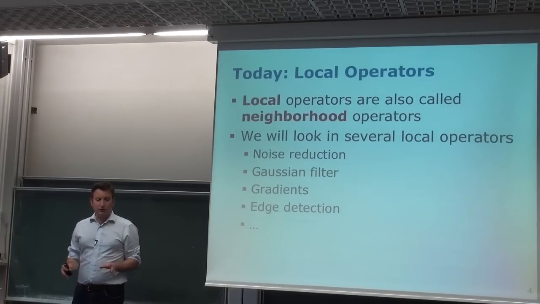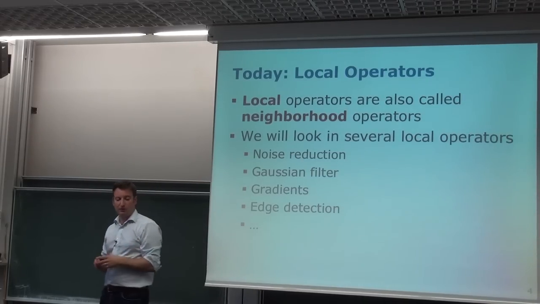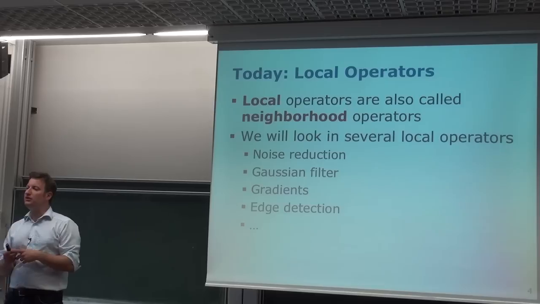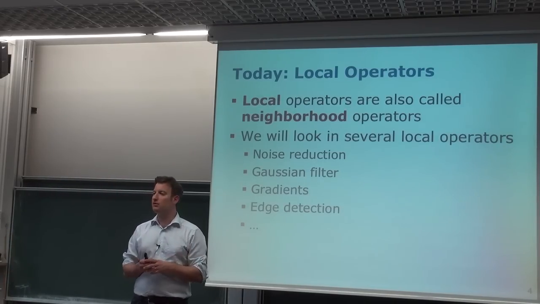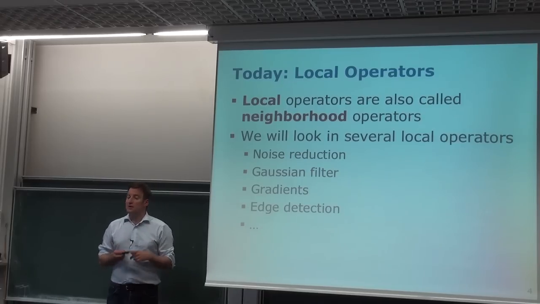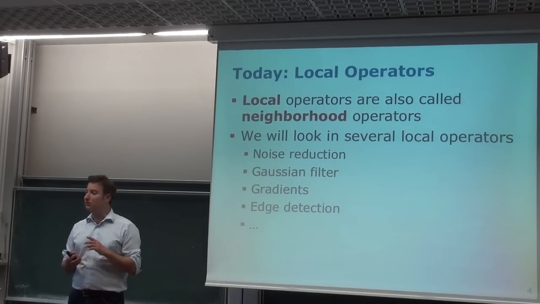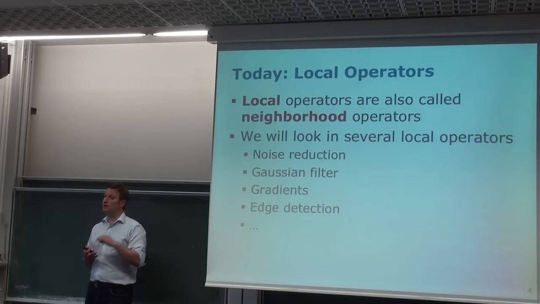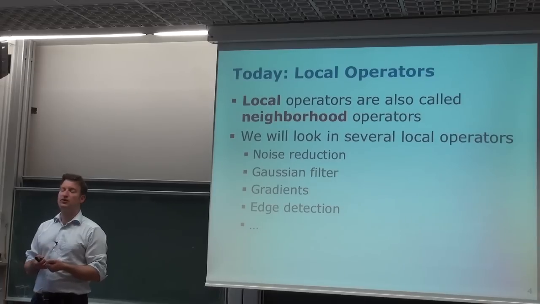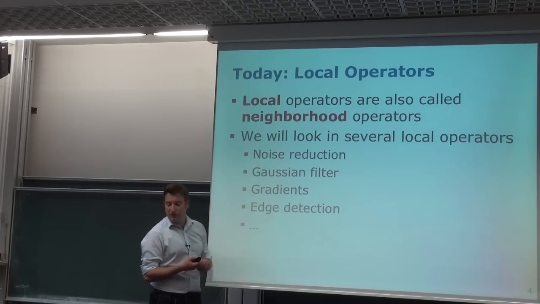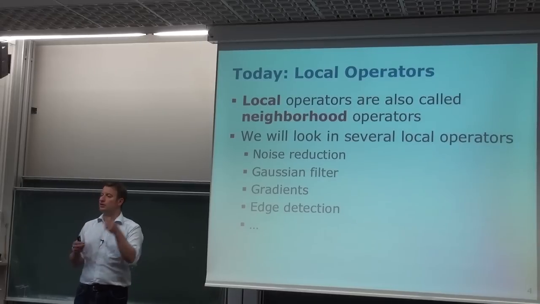So the topic of today is local operators, also sometimes called neighborhood operators, and we will look into a couple of different problems here. The first thing is, how can we reduce the noise in our intensity measurements, let's say, for example, over a homogeneous region. Then we look into Gaussian filters, which are also a way of smoothing an image, and we will look into gradients and show that with those local operators we can compute the gradients in the intensity images, and then finally briefly look into edge detection. So how can we use those filters to at least come up with a good proposal where edges are in those images.